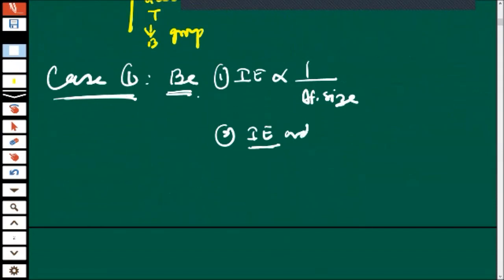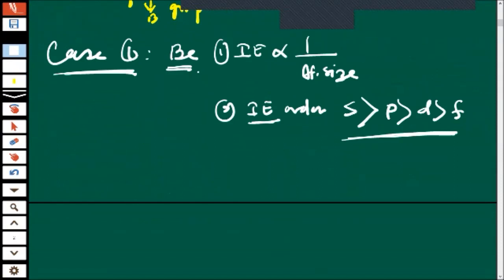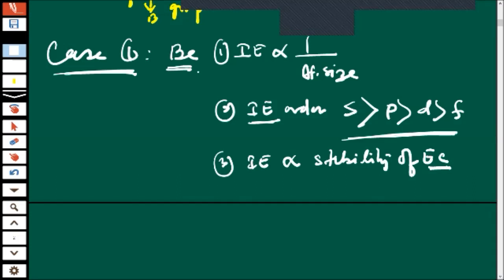Ionization energy order among suborbits: S has more energy, then P, then D, and then F. Yesterday I had discussed that S is very near to the nucleus, so it is very difficult to remove an electron from S. And we have also discussed that ionization energy is directly proportional to the stability of electronic configuration. Electronic configurations are stable due to half filled and full filled like this.